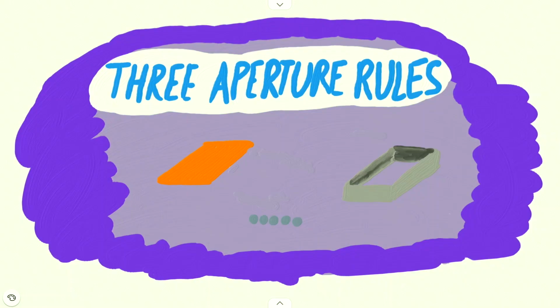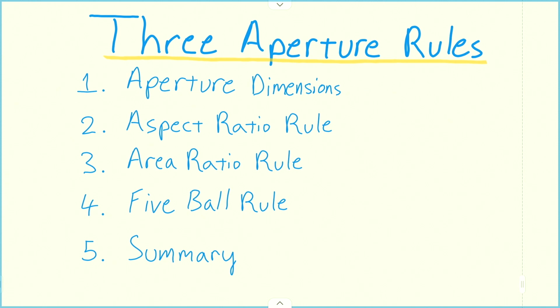All right, let's jump into it. This module is Three Aperture Rules, and it's about aperture dimensions for optimal stencil printing. Here's a look at the outline for this module.